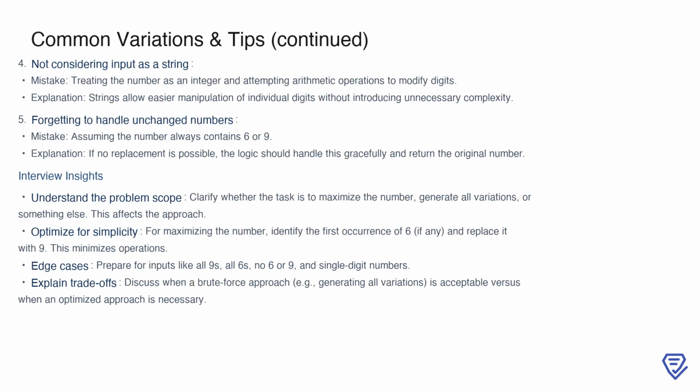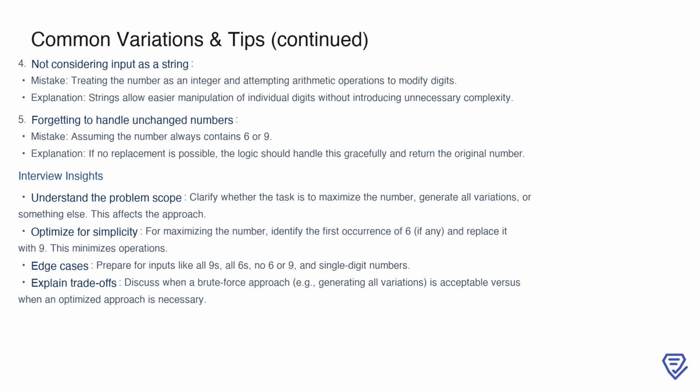Another mistake to watch out for is treating the number as an integer and relying on arithmetic operations to modify its digits. This can introduce unnecessary complexity, whereas handling the number as a string allows for much simpler manipulation of individual digits. Additionally, it's crucial to prepare for cases where the number remains unchanged. If a number doesn't contain any 6 or 9, the logic should gracefully return the original number without error.